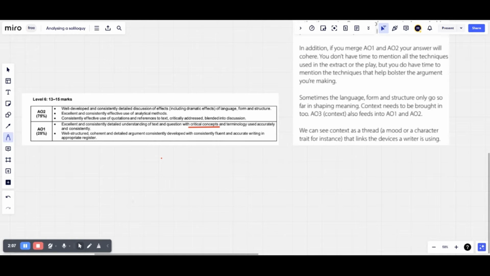Excellent and consistently effective use of analytical methods. Consistently effective use of quotations and references to the text, critically addressed, blended into discussion. Then AO1, excellent and consistently detailed understanding of text in question with critical concepts and terminology used accurately and consistently. Well-structured, coherent and detailed argument, consistently developed with consistently fluent and accurate writing in appropriate register.